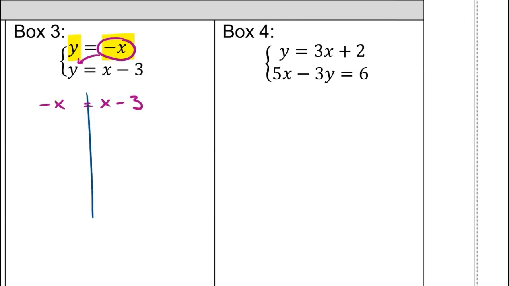To solve for x, you see x on both sides of the equation. What we have to do is bring one of them to the other side. This negative sign belongs to 3, so x itself is positive. What we're going to do is subtract x on both sides.